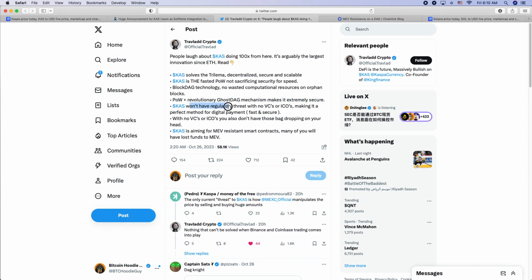Kaspa won't have regulatory threat with no VCs or ICOs, making it a perfect method for digital payment, fast and secure. With no VCs or ICOs, you also don't have those bags dropping on your head. Kaspa is aiming for MEV resistant smart contracts. Many of you have lost funds with MEV.